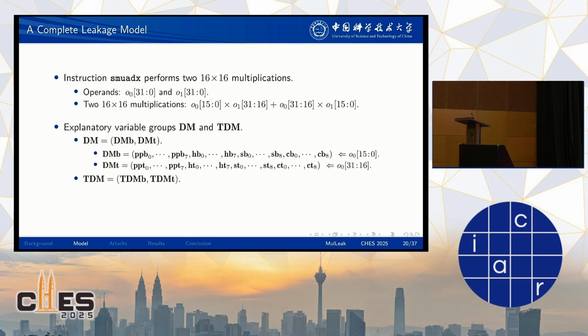Considering the presence of dual multiply instructions in the target implementation, we need to further refine the leakage model. The instruction SMUADX performs two 16-bit multiplications, as we can see here. Thus, we split the explanatory variable group DM into two parts, DMB and DMT, corresponding to the bottom and top 16 bits of the multiplicand, as well as the corresponding transition variables TDMB and TDMT.